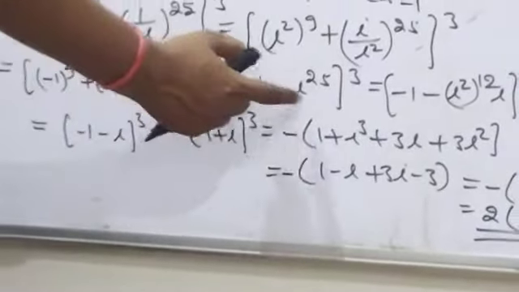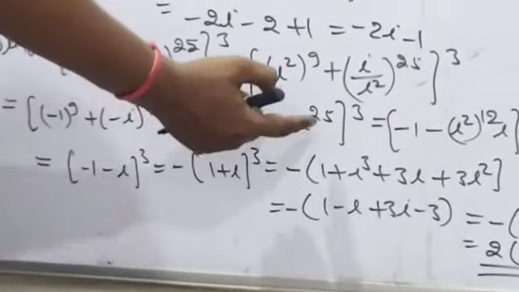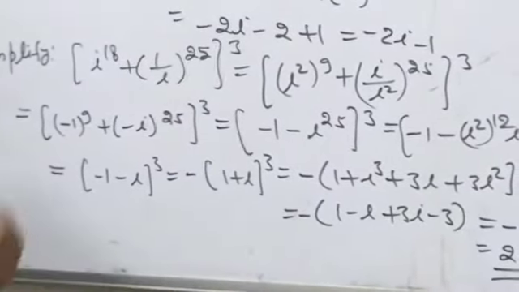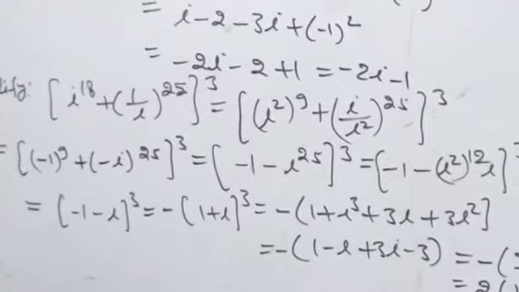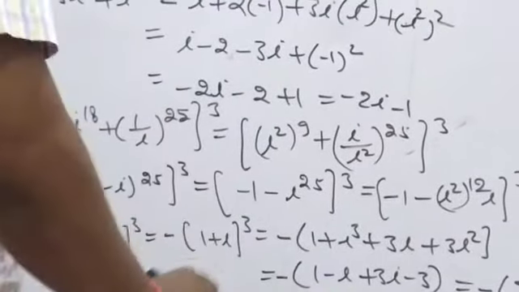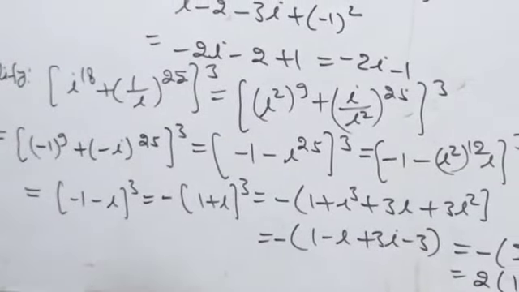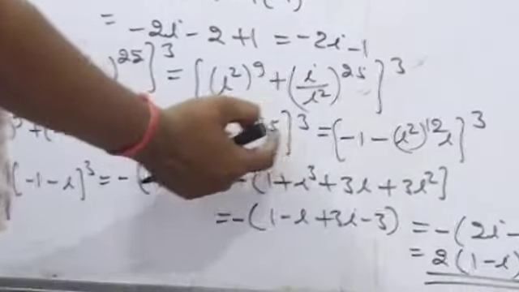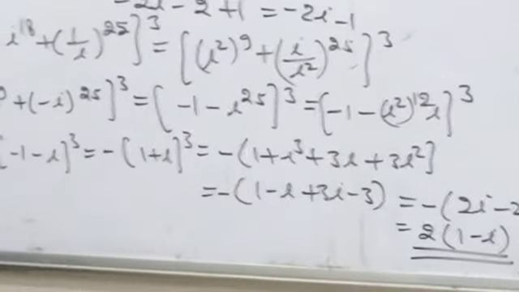Then (minus 1) power 9. 9 is an odd number. Therefore, (minus 1) power 9 is equal to minus 1. And minus i power 25, 25 also is an odd number. Therefore, minus 1 minus this i power 25 whole cube. We have to break this i power 25 into i square power something. Then i power 25 is equal to (i square) power 12 into i, whole cube, minus 1 minus i, because i square is equal to minus 1.